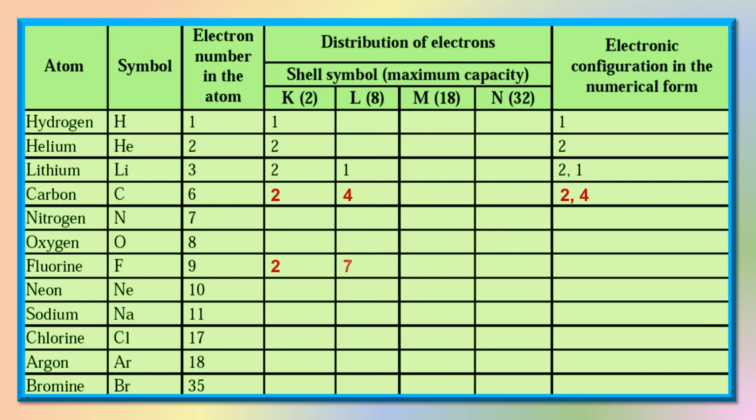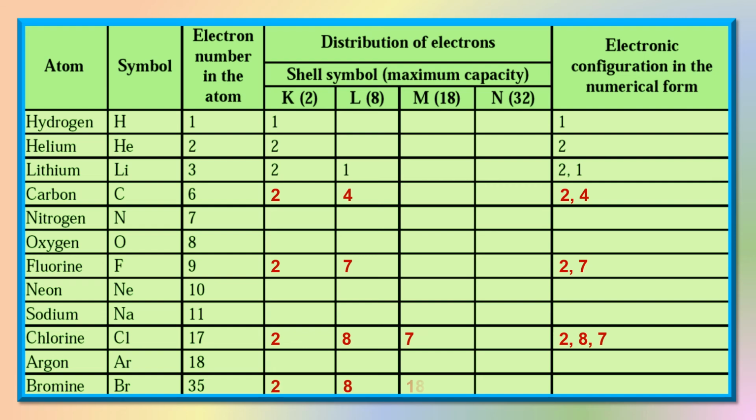Now we'll leave the others and go to fluorine, whose electron number is 9. So 2 are completed in the K shell and then 7 remaining. So you have your electronic configuration 2, 7. Moving on to chlorine, which has 17 electrons. So 2 in the K shell, 8 is the maximum in the L shell. 8 plus 2 is 10, that means 7 more remaining which go to the M shell. And so the electronic configuration now is 2, 8, 7.